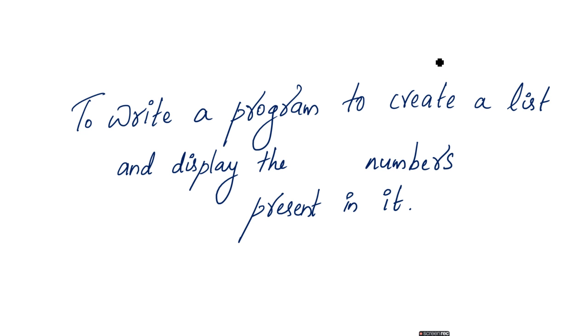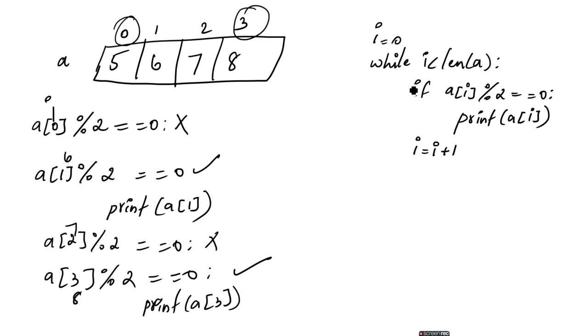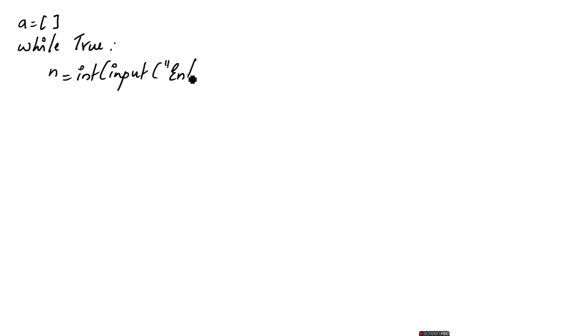Okay. Now we can write the program. So our program is, we have to create a list, then we have to display the even numbers. So we will be taking an empty list. This all we have learned before. Then we are taking the while loop, while true. Then we have to input the value. We can write n equal to int input, enter the value. Then we have to append n to a. We can write a dot append n.